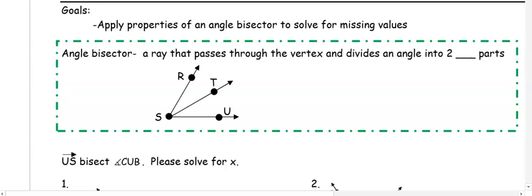This video is about applying the properties of angle bisectors to solve for missing values. An angle bisector is a ray that passes through the vertex and divides an angle into two congruent parts. So if ray TS bisects our angle RSU, these two angles are going to be congruent to each other.